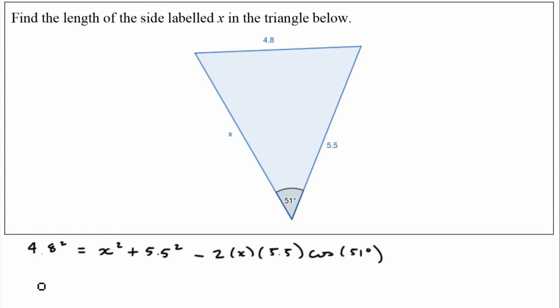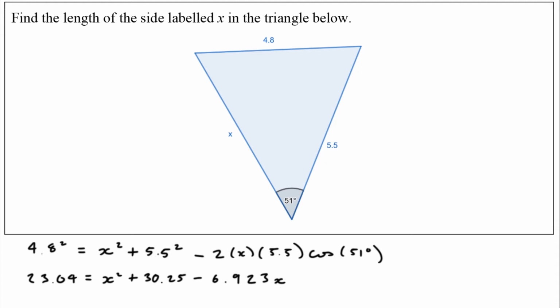As before, one side of the equation has a side which in this case is on the top. The other side of the equation has everything to do with the other two sides and the angle between them. So using a calculator to evaluate some of the pieces here, we have that 4.8 squared is 23.04. That's equal to x squared plus 5.5 squared, which is 30.25. And then we will be subtracting 6.923x, where that number has been calculated to 4 significant figures.